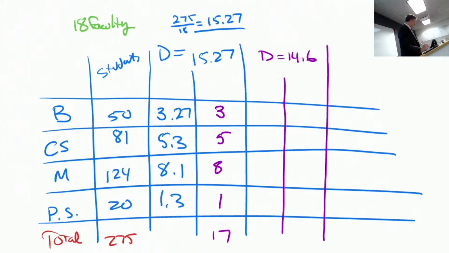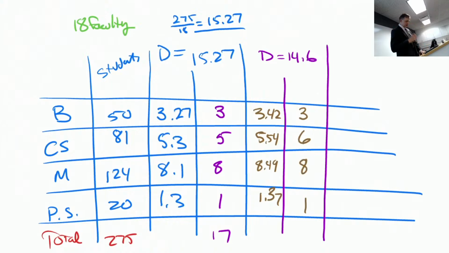So 14.6, and it might take a little bit of hunting around to get this, but with 14.6, the quotas end up being 3.42, 5.54, 8.49, 1.37, I guess that's it. And then rounding, you're going to round the normal way. And that does add up to 18.